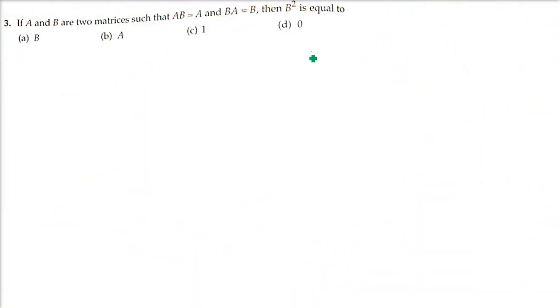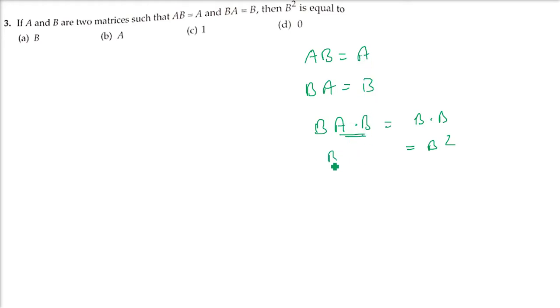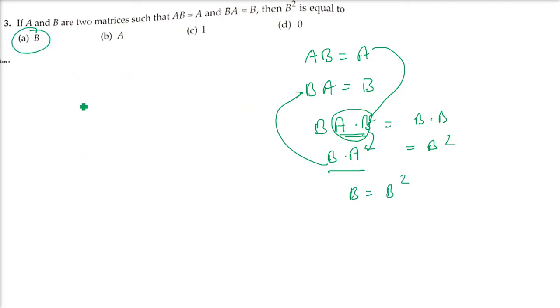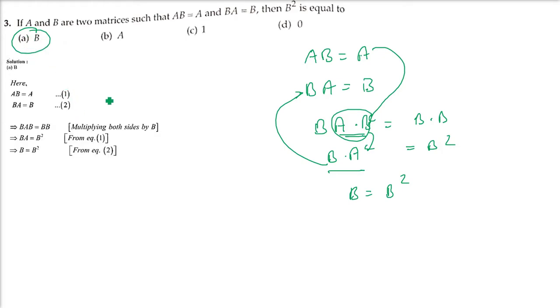If A and B are two matrices such that AB equals A and BA equals B, then B square is equal to. So multiply both with B. I am multiplying B with both of these. Right hand side B square. AB is equal to what? In place of AB, you can replace it by A from here. And now BA is equal to B from the second one. So B is equal to B square. Please remember, because the question is coming, we are going to utilize it.